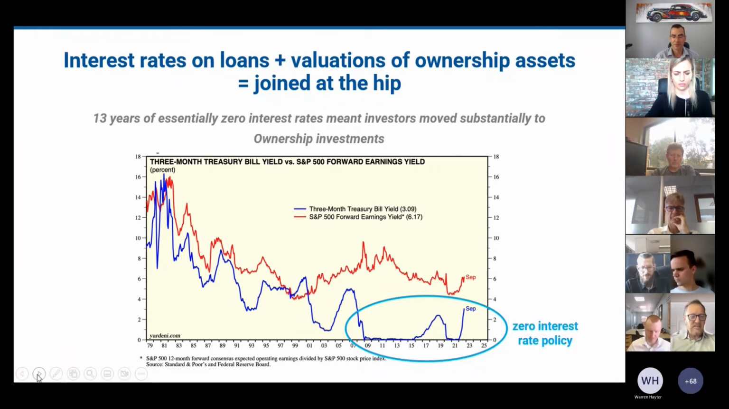And when you as an investor are getting pretty much close to zero on your loan investments, what does that mean? More and more of your money is moved to ownership assets. And we know what happened. This is going back to the global financial crisis in the US, but obviously that set the scene for around the world. And so over these last 13 years, more and more money has moved to ownership assets. And obviously that has driven up the price of ownership assets with the zero interest rate policy.